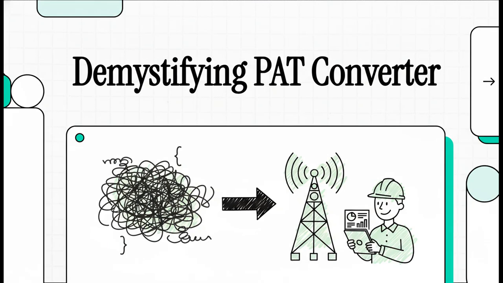All right, so today we're going to dive into a really fascinating piece of engineering software called the PAT Converter. We're going to peel back the layers on what looks like some pretty complex Python code and show you the story behind it. A story all about solving a real and, frankly, a really frustrating problem for antenna engineers.